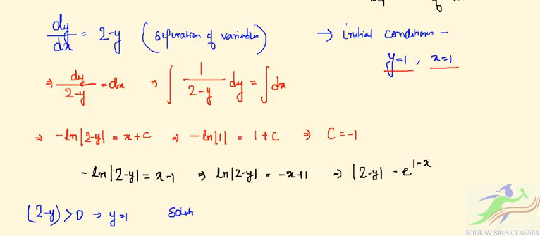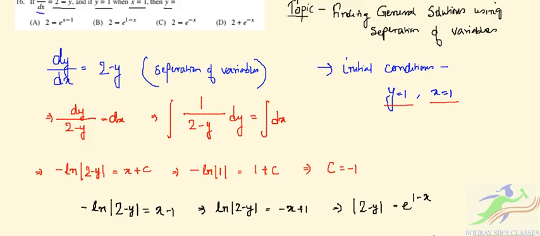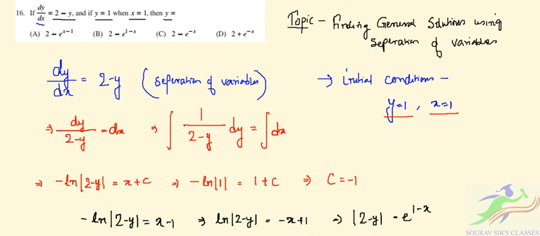So the solution to the differential equation is 2 minus y equal to e to the power 1 minus x, or we can write y equal to 2 minus e to the power 1 minus x. So let's check with the correct option. The correct option for 16 is B, where you can see 2 minus e to the power 1 minus x. So this is the value of y.